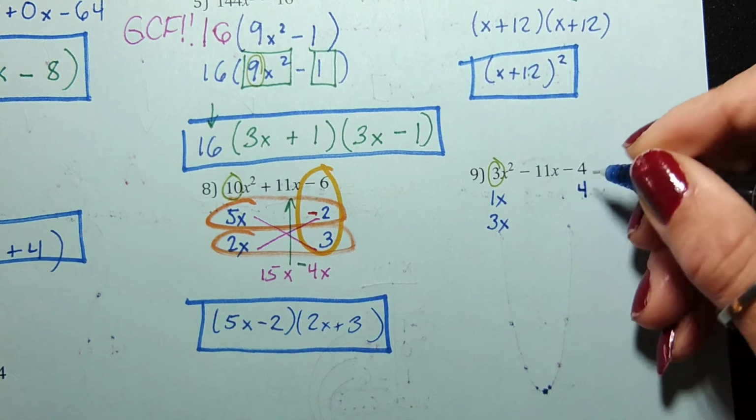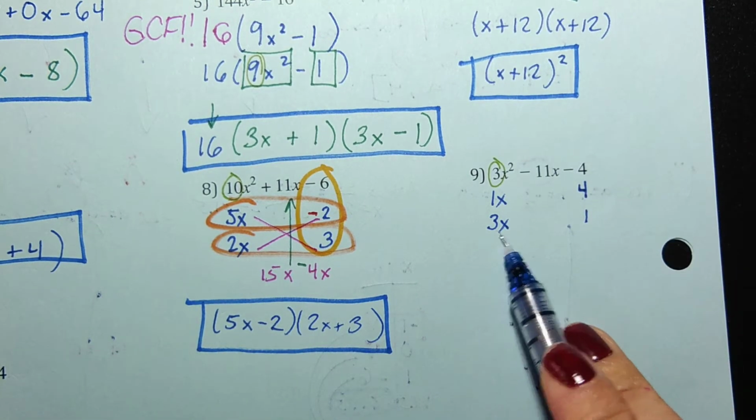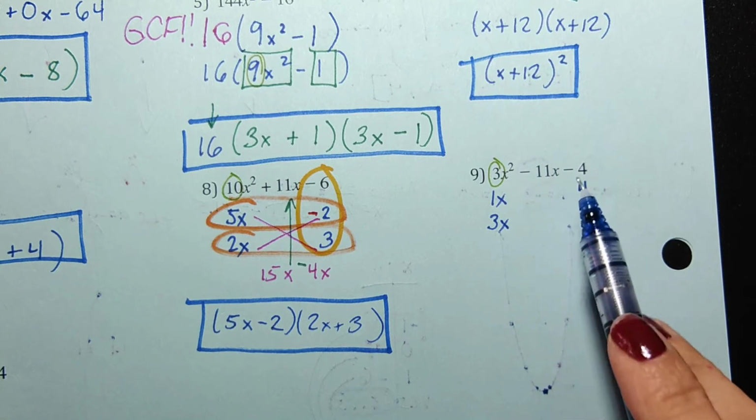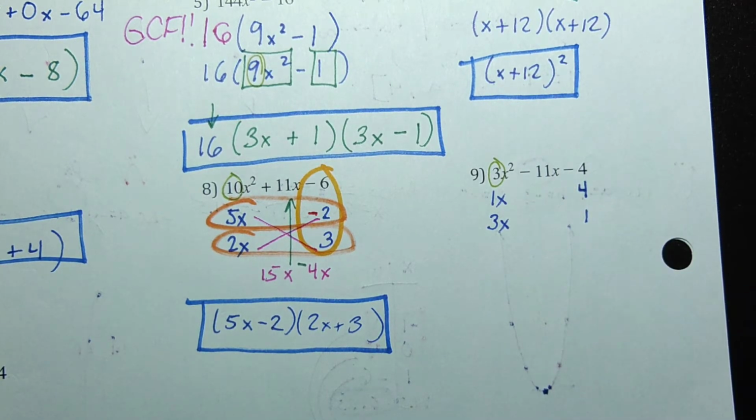I'm going to think of stacking the 4 on the top just because 3 times 4 gets me 12, which is close to 11. So again, kind of talking you guys through some of this thought process stuff so you can save yourself a little bit of work so you don't have to try all the possible combinations.